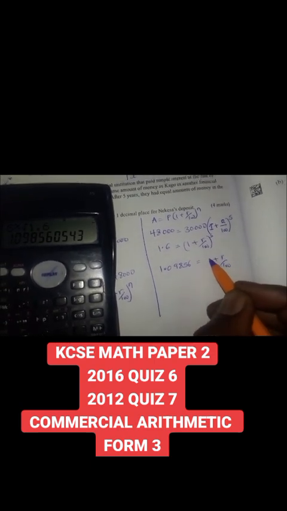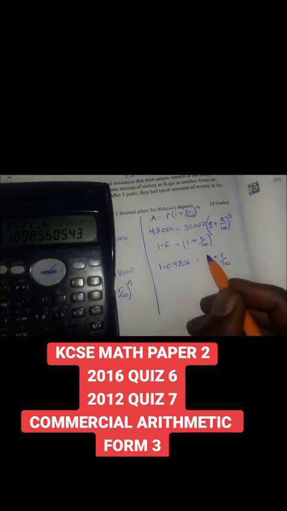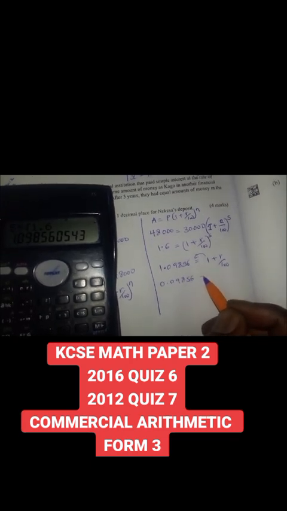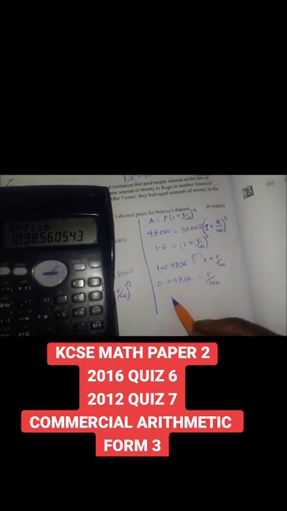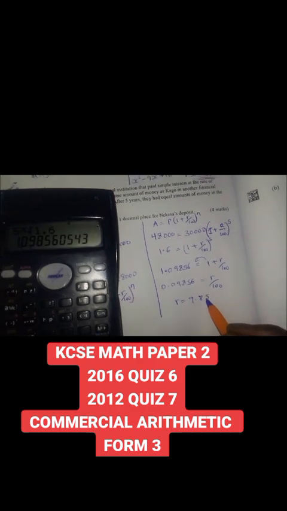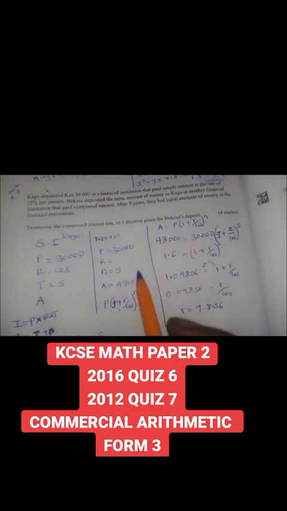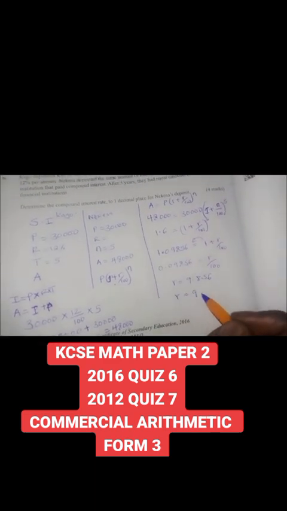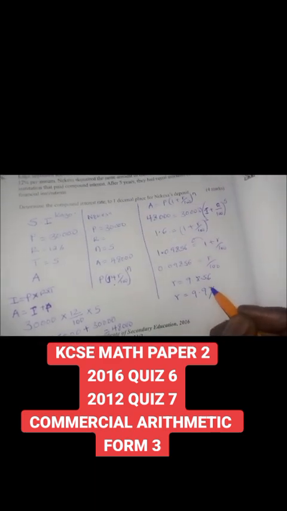To make R the subject, I'll take 1 this side. Therefore, if I subtract 1, it will be 0.09856 is equal to R over 100. Therefore, the rate becomes 9.856. So because of being told to give the answer in 1 decimal place, therefore the rate that was used here was 9.9%.